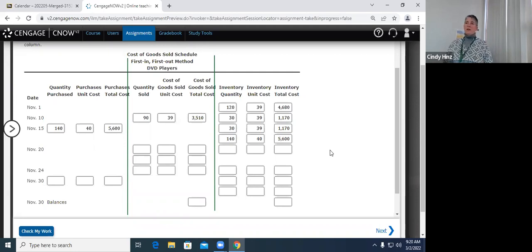30 of them are the older units at $39 each. The rest are the newer units at $40 each. So when we have another sale, as we're going to see next, because we're using the FIFO method, the first thing we're going to do is sell those $39 ones. They were the first in line. We're going to sell those first. And then we will start selling the $40 ones. Everybody with me so far?